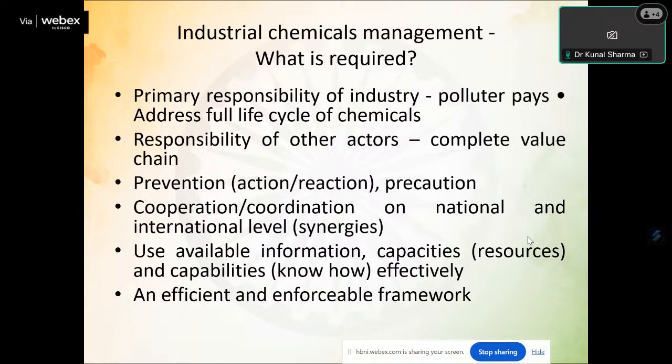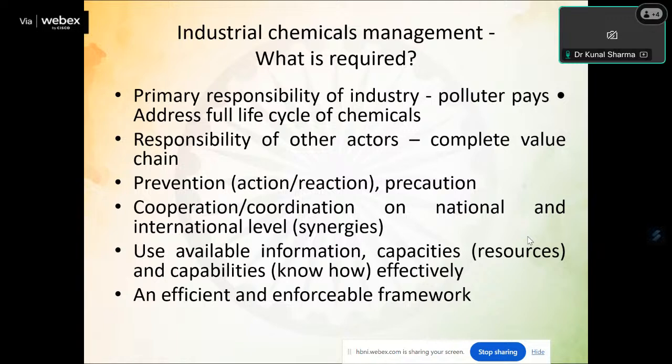First thing is primary responsibility of industry, polluter pays, and address full cycle of the chemicals. So we have to address full cycle of the chemicals. Rotterdam Convention talks about the complete cycle. It does not stop at focusing on the production part or say export part hazard. It says complete cycle. You are producing the chemicals, using, transporting, and then disposing of. But you have to focus upon all the things. So they have fixed the responsibility of the industries. Again, responsibility of the other actors. Complete value chain means whosoever is utilizing, using, transporting, they have the responsibility. It requires prevention and precaution while utilizing this chemical.